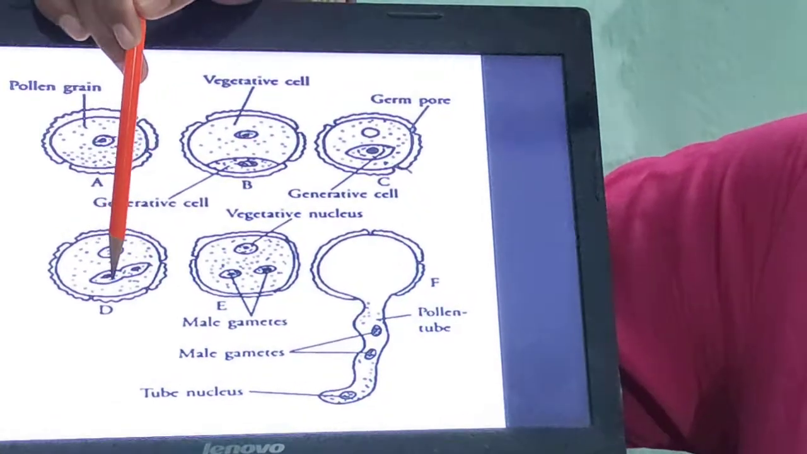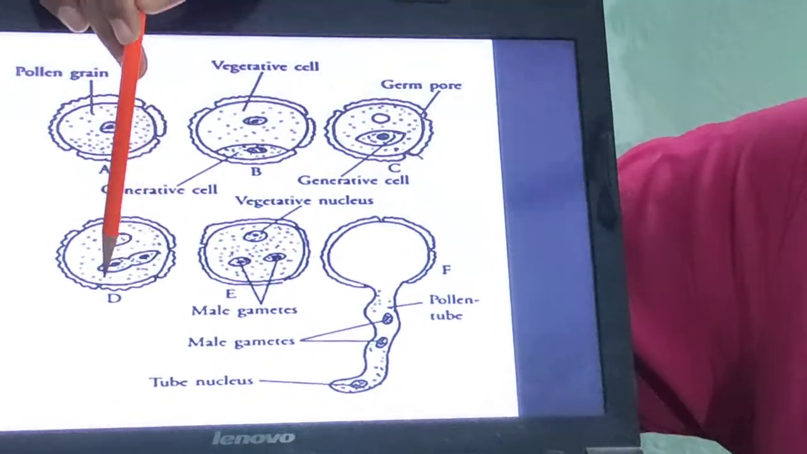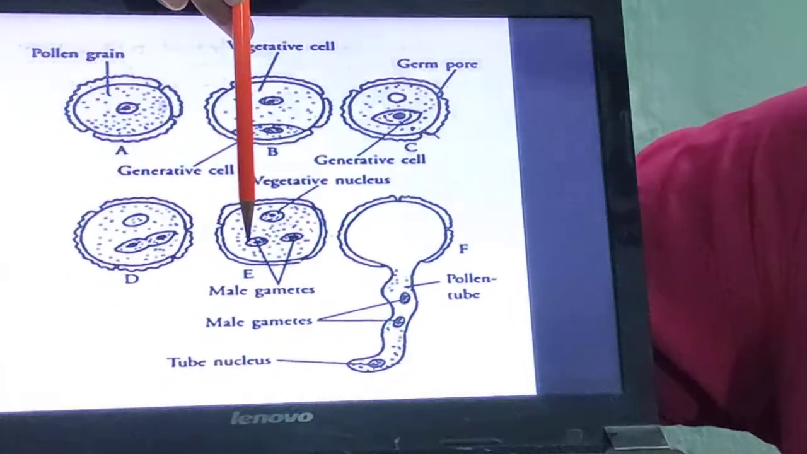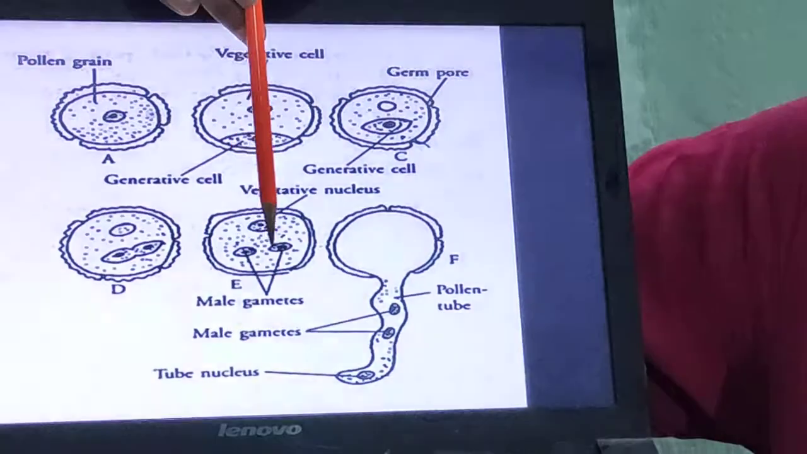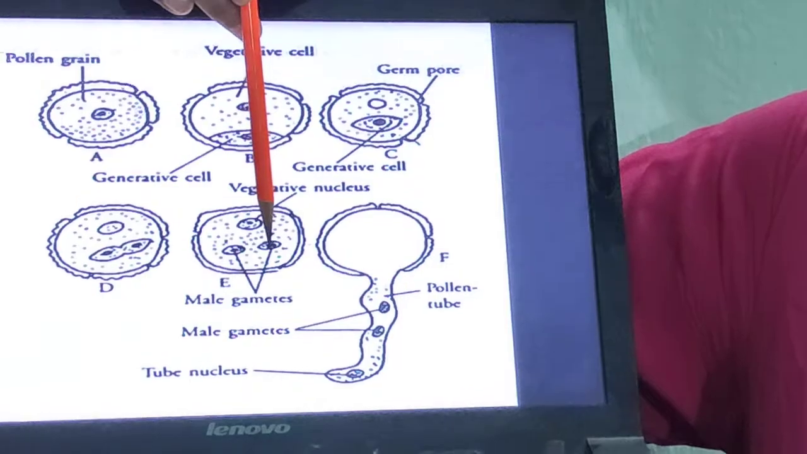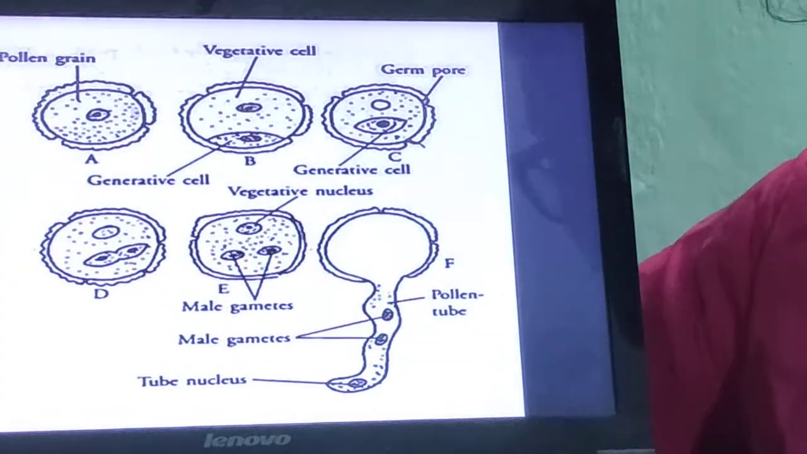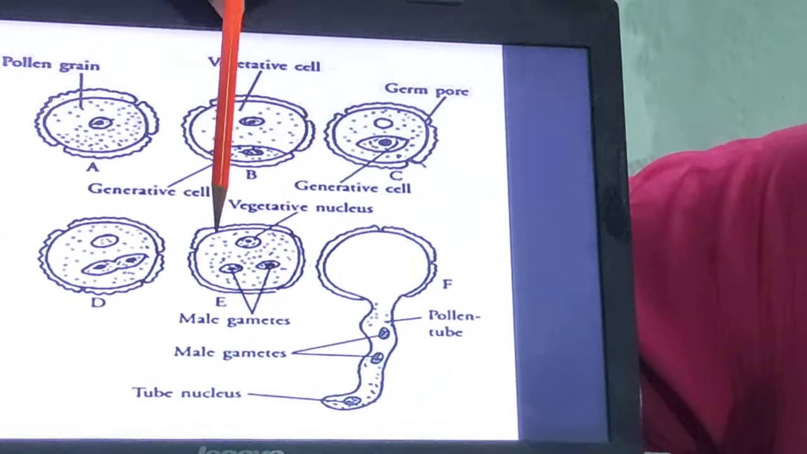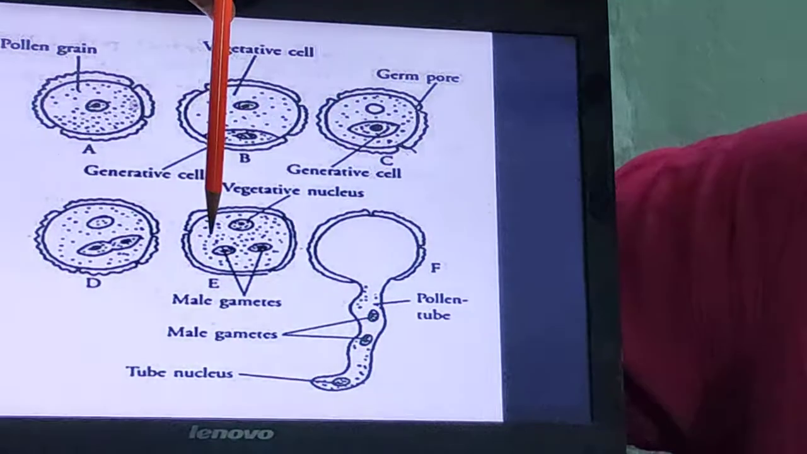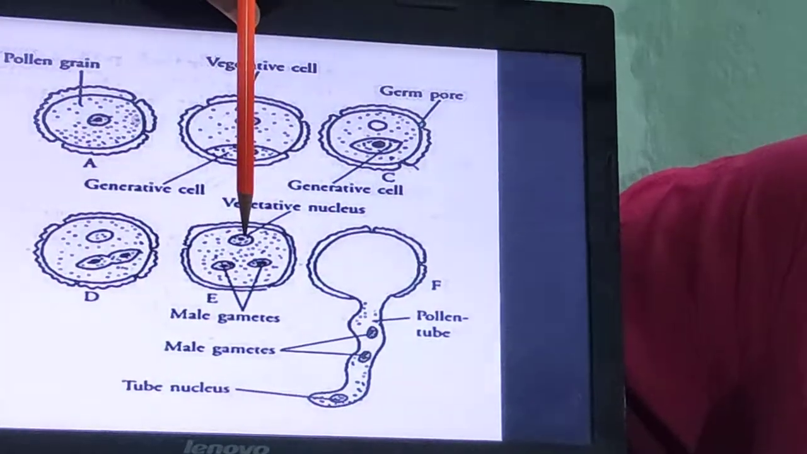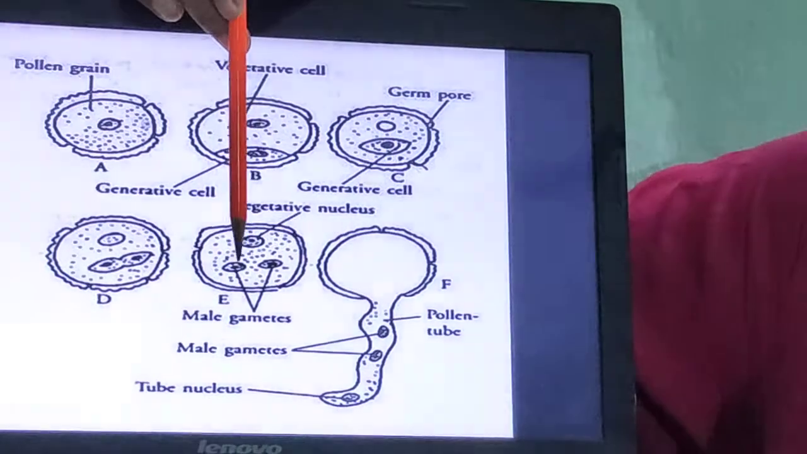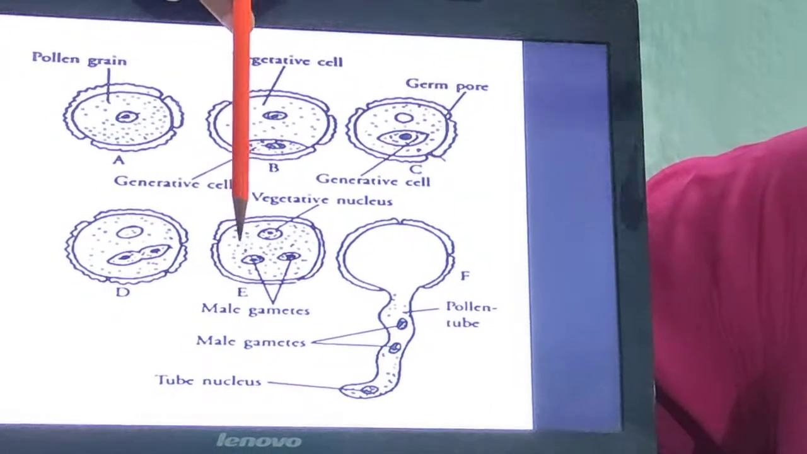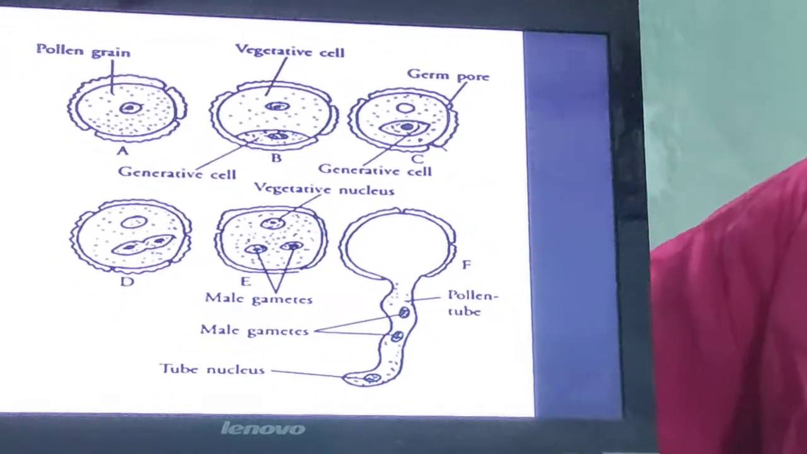So here you see the generative cell starts to divide by mitosis, and there is the formation of two haploid cells. These two haploid cells are known as male gametes. Already I have mentioned the generative cell is responsible for the formation of male gametes. Now here you see the pollen grain consists of the vegetative cell having the vegetative nucleus, inside which two male gametes are present. That means the pollen grain here contains three cells: one vegetative cell and two male gametes.